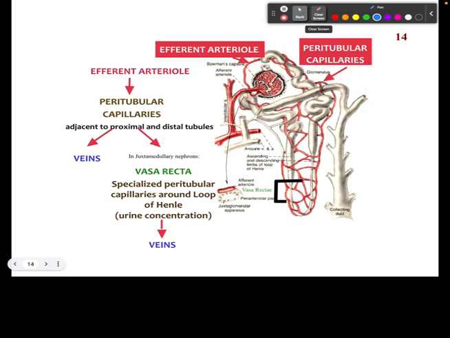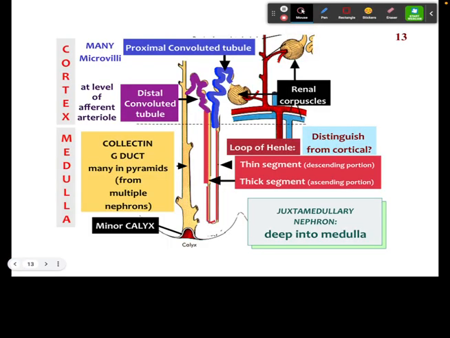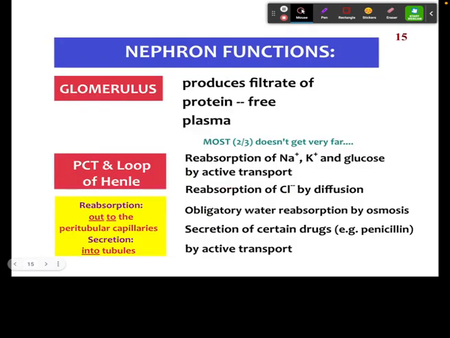The next part is the loop of Henle, which is going to be used for very similar functions as you saw from that last slide. Here's the loop of Henle. I'm going to draw in purple. We have the descending loop that goes down into the medulla, and it loops back up into the ascending loop, which goes back into the cortex. So this is the loop of Henle, and like I said, similar function.